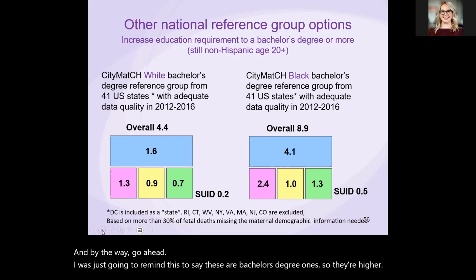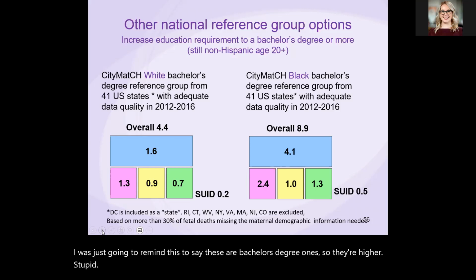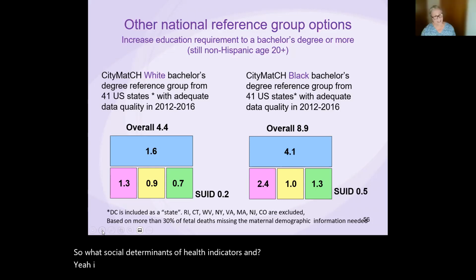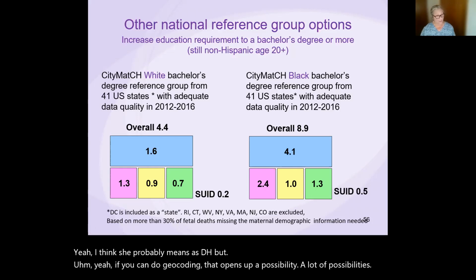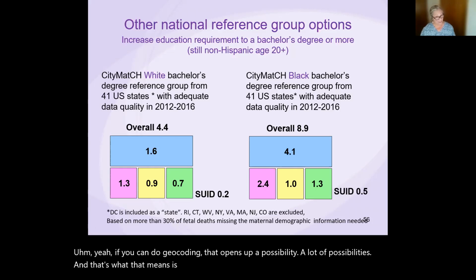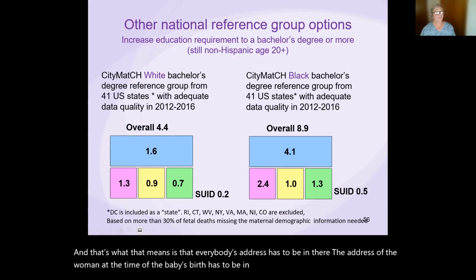Question: while data may not be available, any thoughts on utilizing social determinants of health indicators as a reference group? So what social determinants of health indicators? SDOH, yes. If you can do geocoding, that opens up a lot of possibilities. What that means is that everybody's address has to be in there, the address of the woman at the time of the baby's birth.